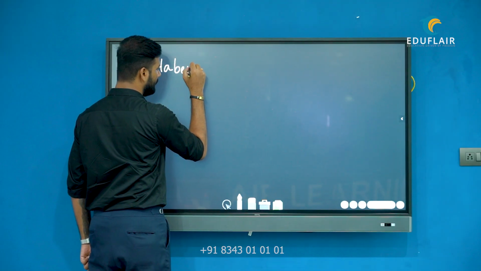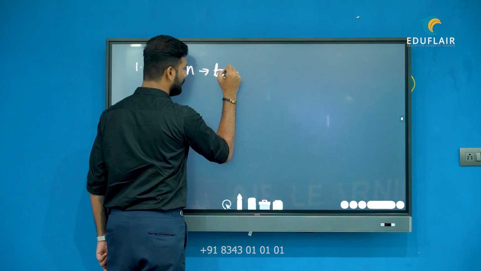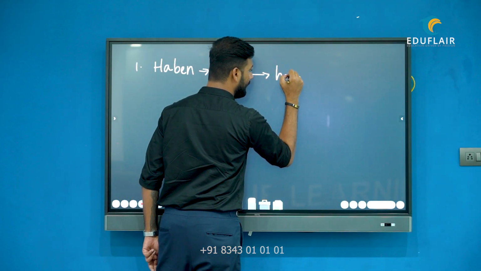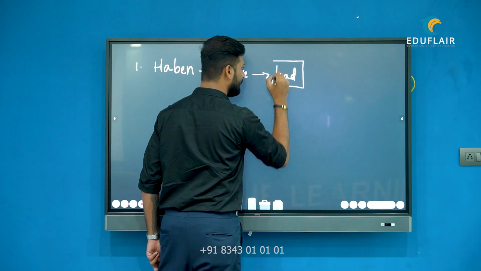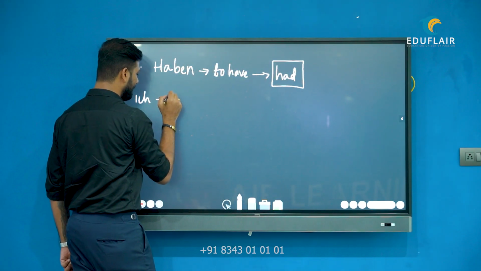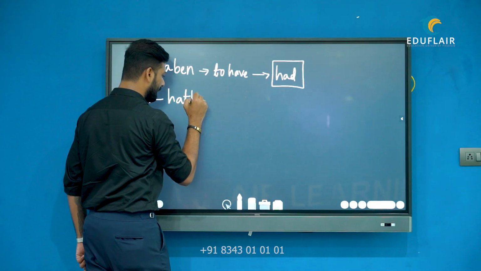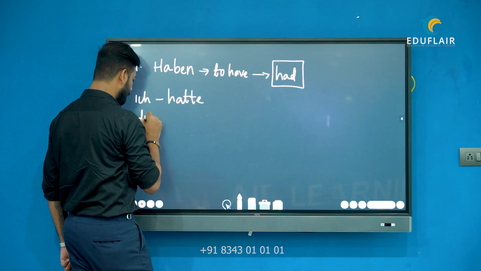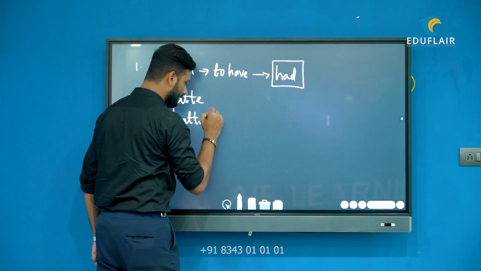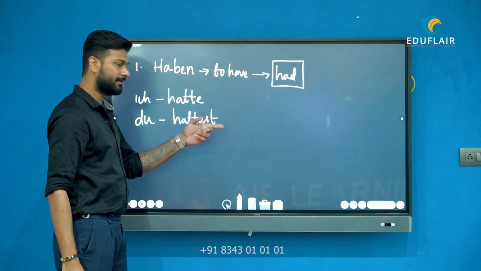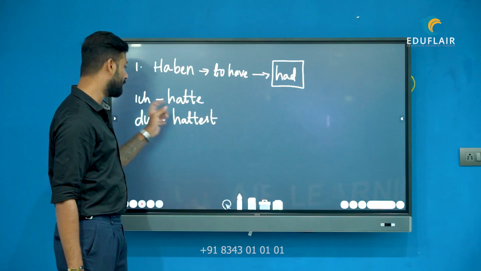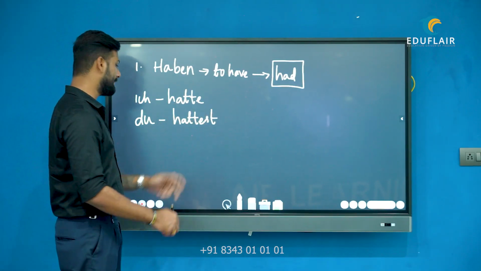So haben, to have, changes to had. Clear? Haben to have changes to had. So it is ich if it is, it will be hatte. Du will be hattest. Ich hatte, du hattest. നമ്മൾ നേരത്തെ പഠിച്ചത് ich habe, du hast എന്നായിരുന്നു. ഇവിടെ ich hatte, du hattest.